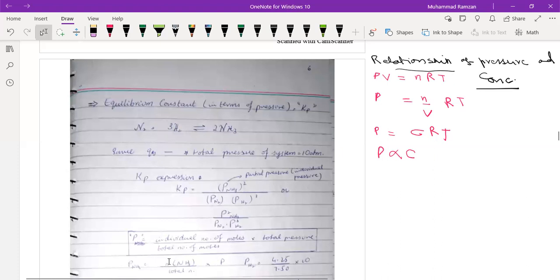Now, what is partial pressure? Partial pressure is the individual number of moles over the total number of moles multiplied by the total pressure. It gives the partial pressure of a component at dynamic equilibrium.